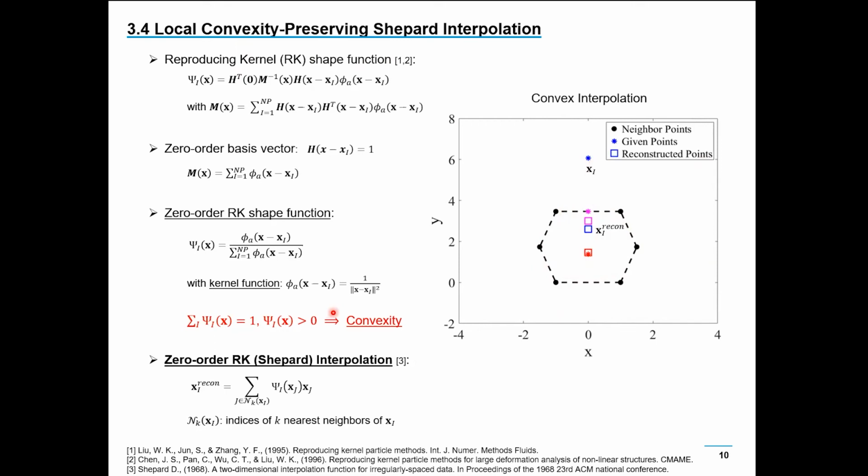And this interpolation function, the zero-order reproducing kernel function, can be efficiently constructed. That enhances the online computational efficiency. And also it expands the feasible solution space for robust data-driven iterations.